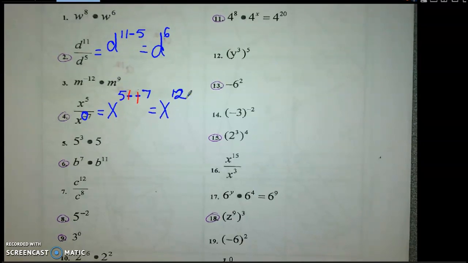Looking at number 6, our product rule is we add the exponents. So b to the 7th plus 11 equals b to the 18th.